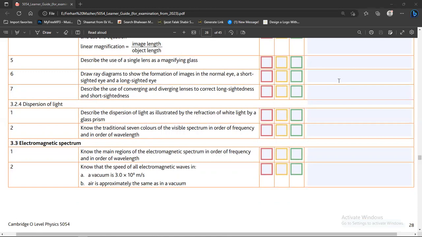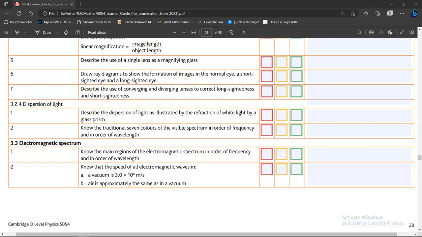The next topic is dispersion of light. Describe the dispersion of light as illustrated by the refraction of white light by a glass prism. Know the traditional 7 colors of the visible spectrum in order of frequency and in order of wavelength.